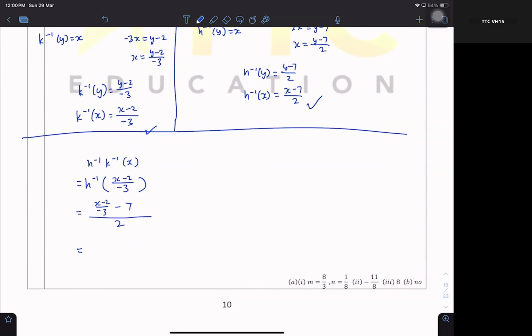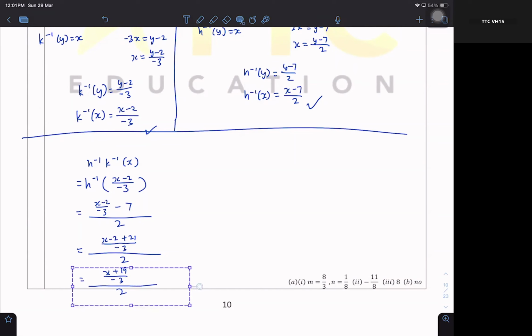The longest line is always the longest line. So I combine this one. Negative 7 times negative 3 is positive 21 over negative 3. Negative 2 plus 21 is 19. Please write properly. The longest line is always the longest line.